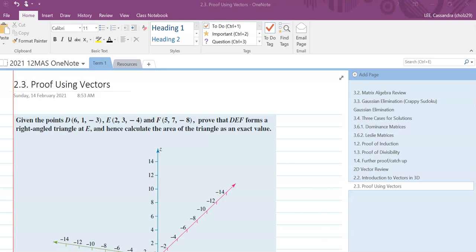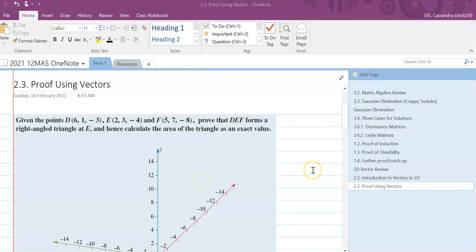So here we have an example, and we're given 3 points. We have D, E, and F, and we need to prove that the triangle DEF is a right-angled triangle at E. Once we've done that, we can go ahead and calculate the area of the triangle.